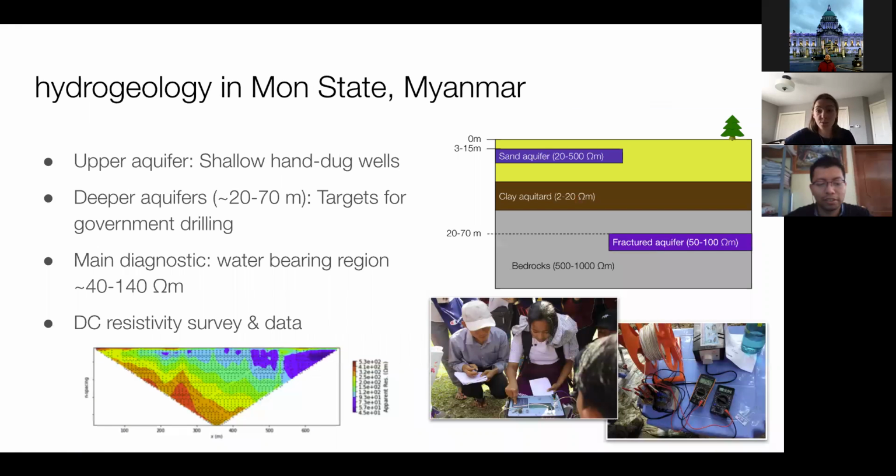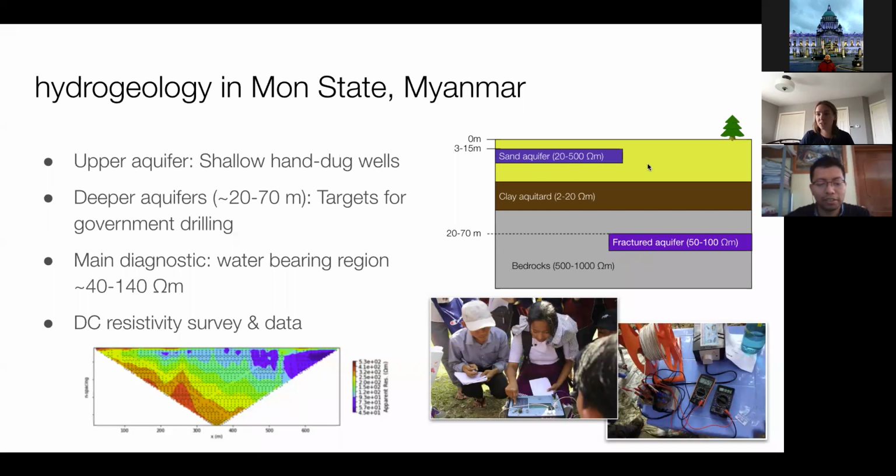The first question we need to ask is, what are the physical properties that we're going to be working with, and what's going to be diagnostic of finding groundwater in Myanmar? In this case, there's often two aquifers that we might target. There's perhaps a shallower aquifer. It tends to be on the order of, it can be sort of conductive.